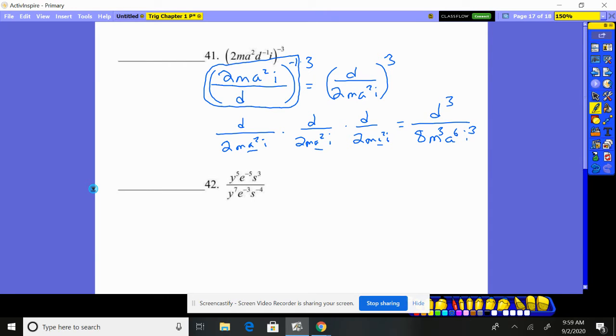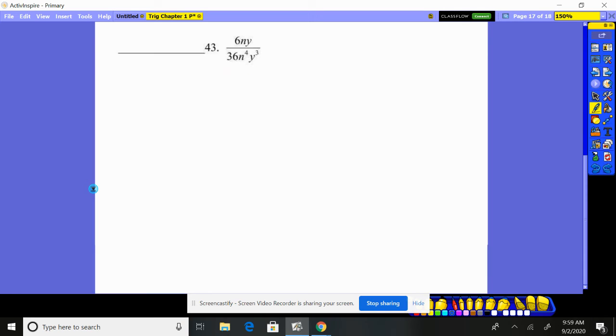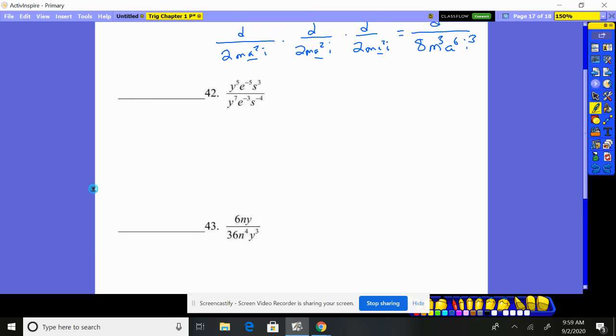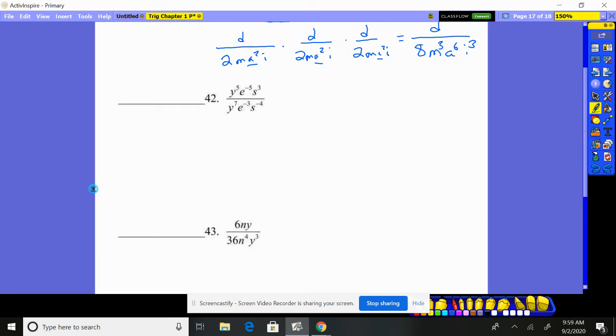So there's problem 41. All right, let's look at 42. Whoops, we scrolled a little too much. Sorry about that. 42. First thing, I got negative exponents. I got to clean it up. I got to move pieces. So let's move who needs to move. Y to the 5th, he stays.